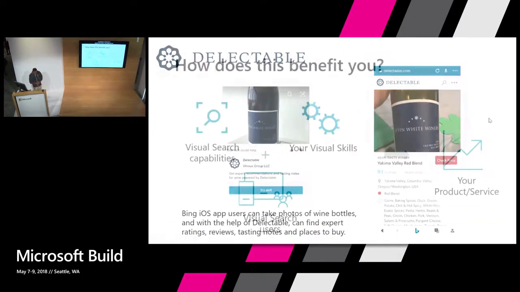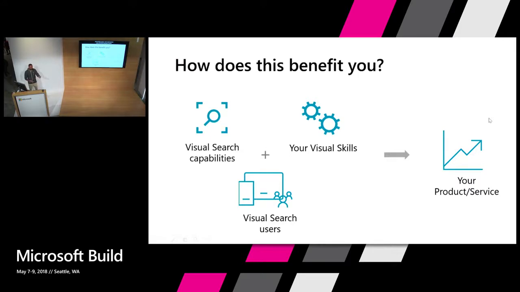So in the end, how does this really benefit you as a developer or company or enterprise? As we said, we have a lot of visual search capabilities, so you can leverage those. You can build these visual skills, and you can get access to these visual search users, which are an untapped set of users that currently have no way to access your data through image-based search. And drive these users to your products and services to increase growth, engagement, traffic, and usage.